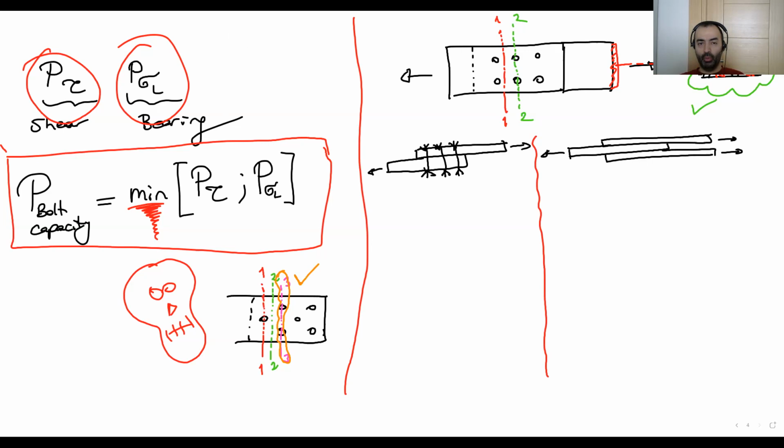One more thing. To make this calculation, we have to calculate the net area at the end of the day. As you can see in this example, we have to calculate the black area. We are gonna remove the red part from the total section area, and we are gonna get the black area, which works for the axial force.